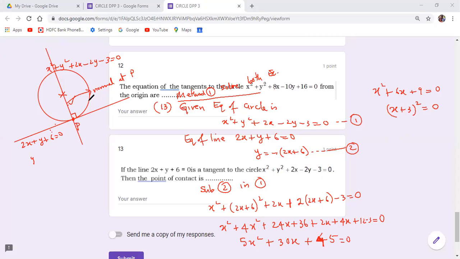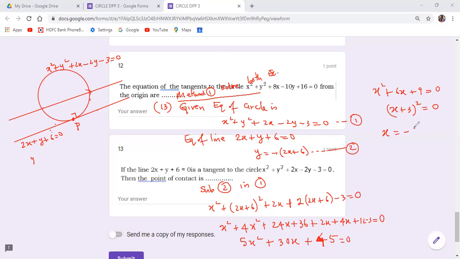How many points are common between this circle and this tangent? Tell me. Only one. So how many values of x should I get? Suppose it was not a tangent. It was a secant. I would have got two x coordinates, one here and one here. But if it is a tangent, you will get only one x coordinate. But a quadratic equation always has two roots, which means both the roots should be equal. So this is also a way to test whether a line is a tangent or not. A line will be a tangent to the circle only if you have one x value.